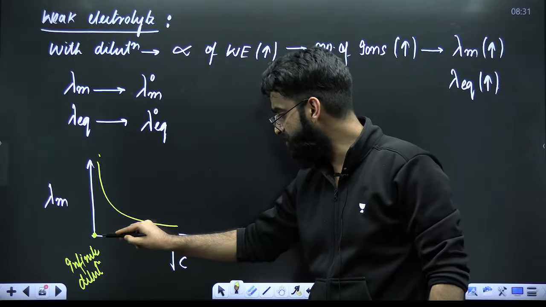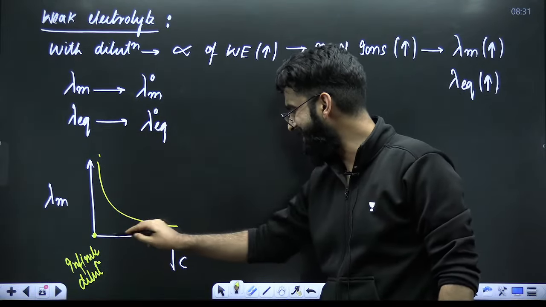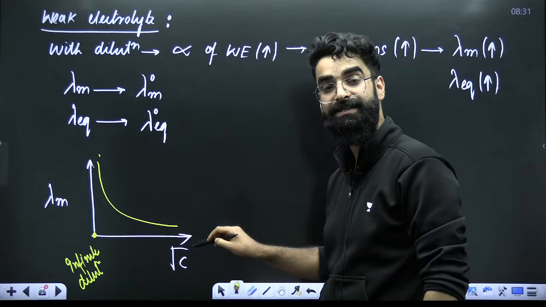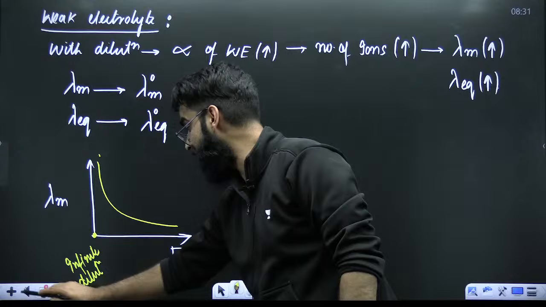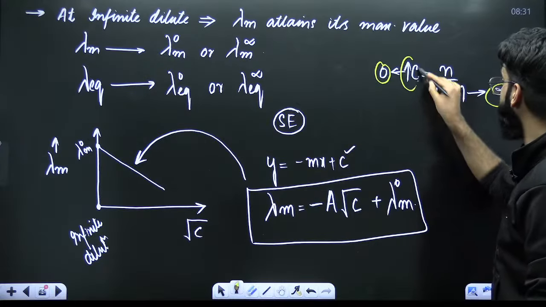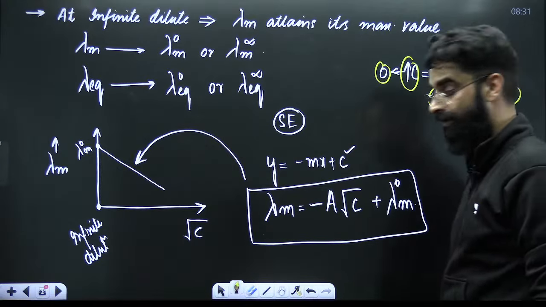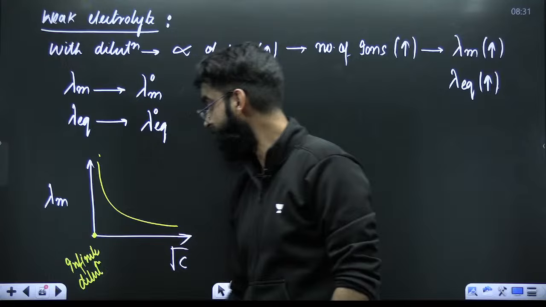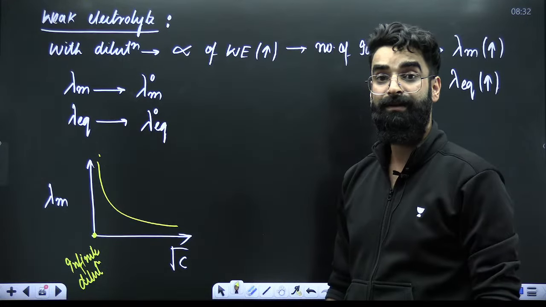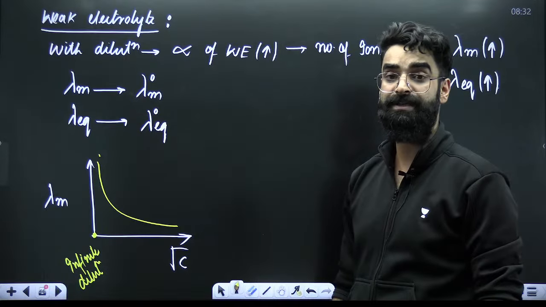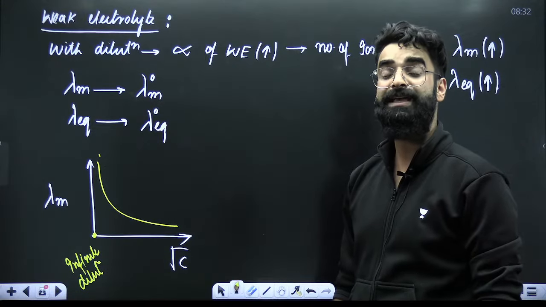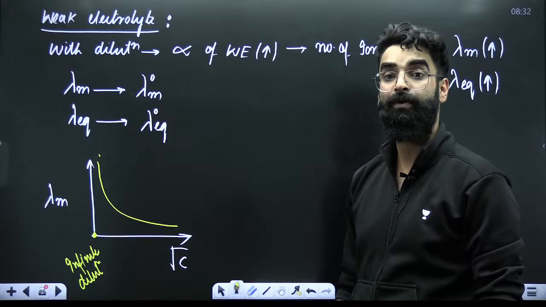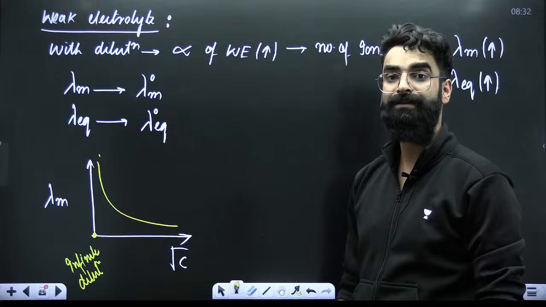Now, my dear students, as you go in the right direction, root c is increasing. If root c is increasing, that means c is increasing. If c is increasing, that means volume is decreasing. If the volume of the solution is decreasing, what does that mean? That means the degree of ionization of the weak electrolyte, what is happening to that?